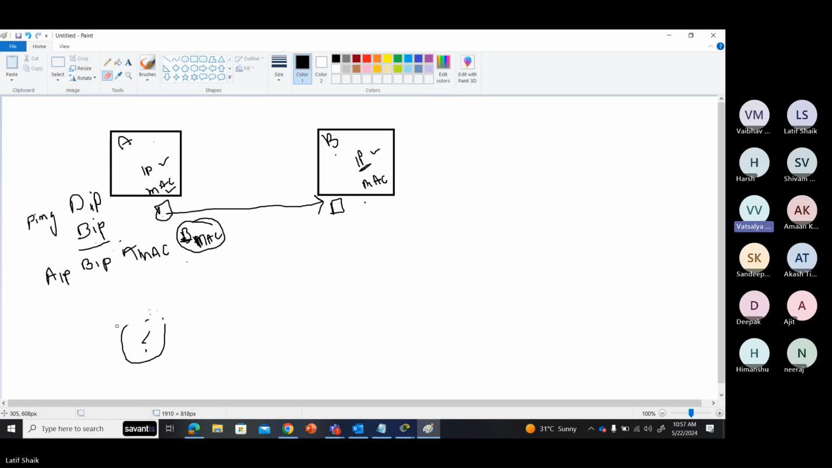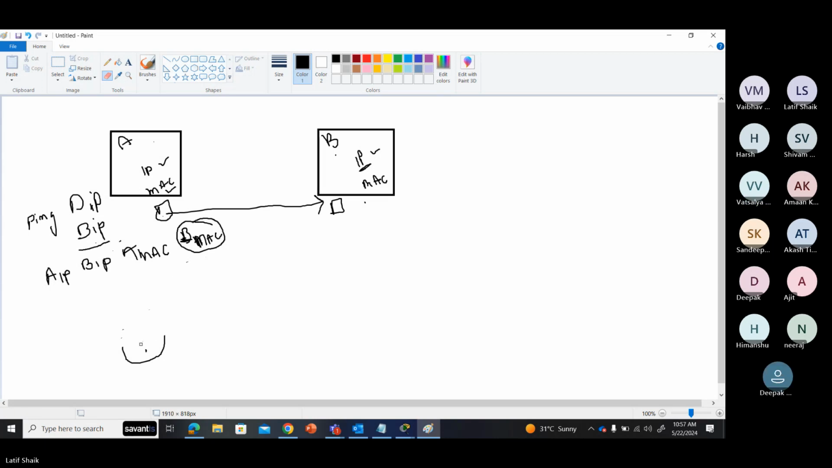Yes, sir. But we can find B's MAC address, na? But again, you have NS lookup, B. Yeah, NS lookup. NS lookup, that is a different command. Okay, so I can scan the whole subnet, then I can find B's MAC address.